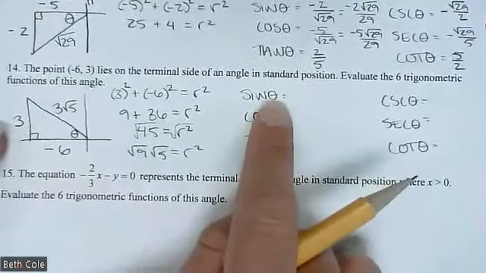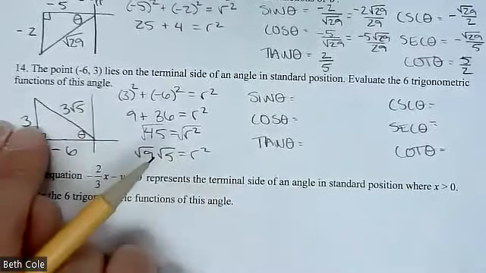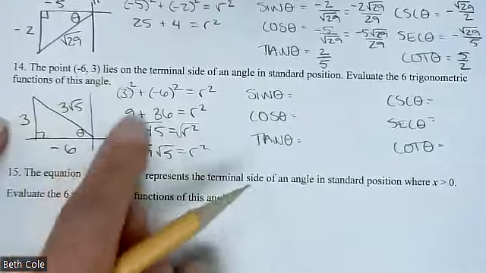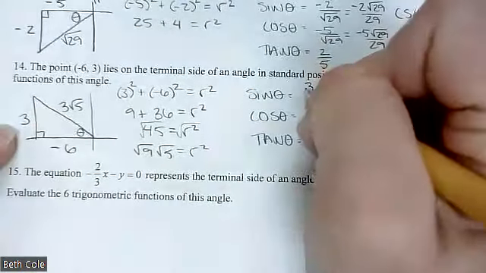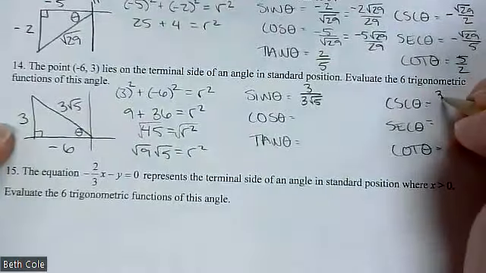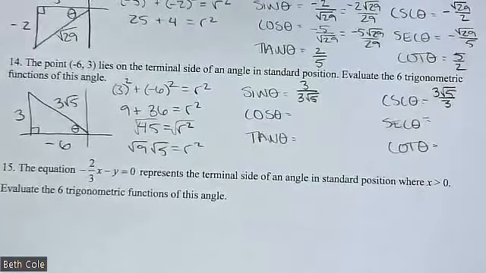All right, so sine would be what over what? Look at your triangle. Opposite over hypotenuse would be what over what? Yeah, good. 3 over 3 square root of 5. Cosecant, you're just going to flip that. And again, we'll come back and reduce them. Just get the answers on the paper first.